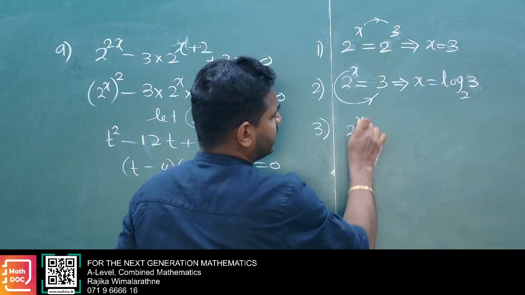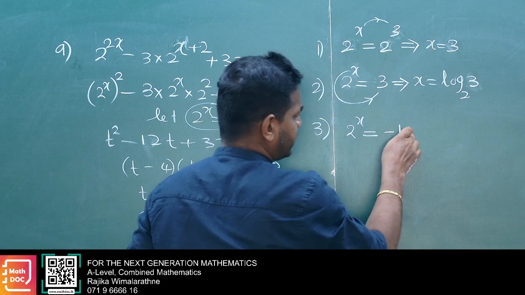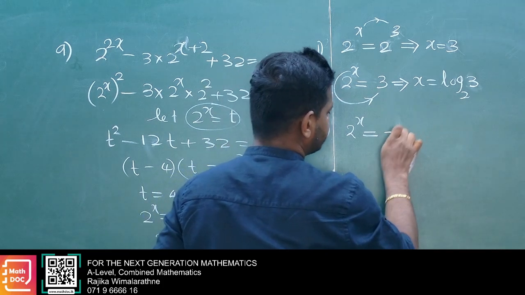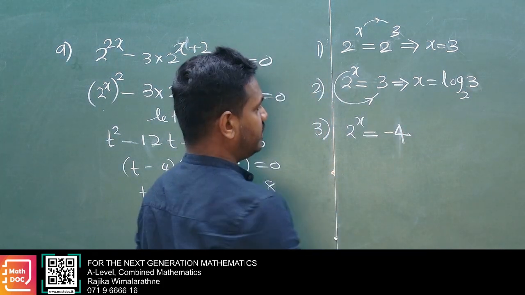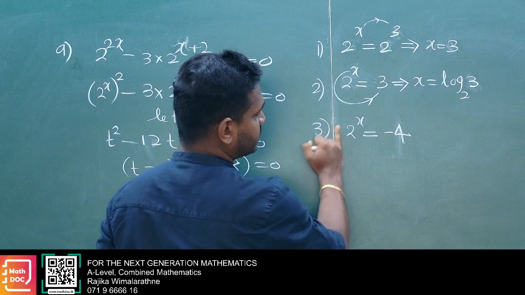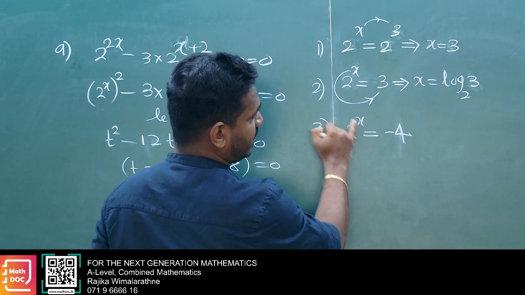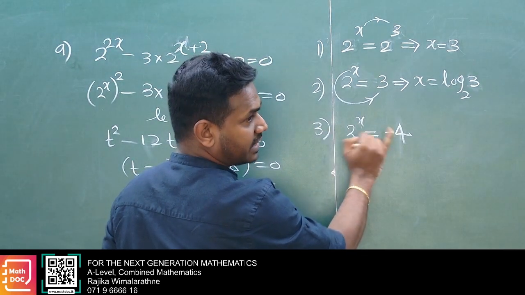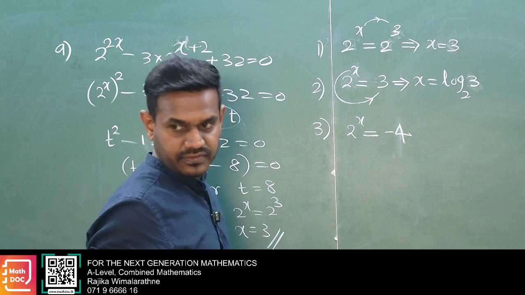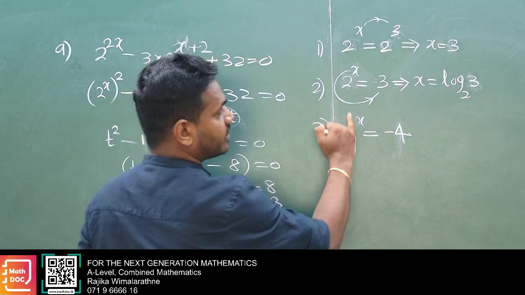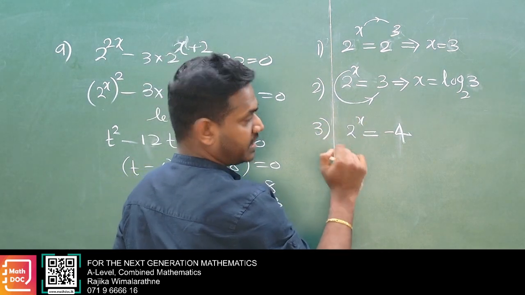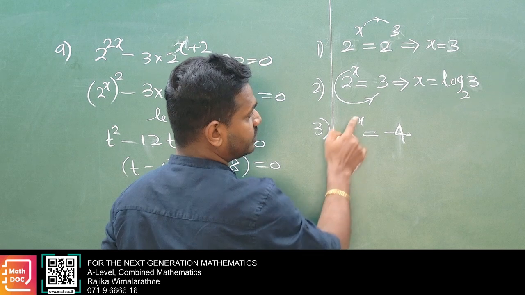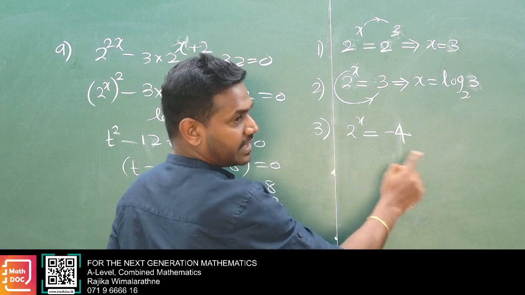2 to the power x equals minus 4, let's say. Here the sign is plus, no? By changing this exponent, we can't get any negative value. Because if you put 0, 2 to the power 0 is 1. If you put a positive value, 2 to the power 1, 2, 3, 4, we don't get a negative value.